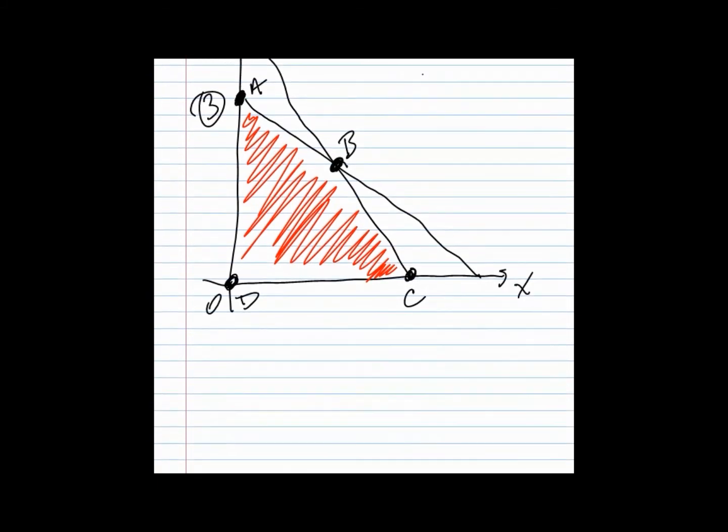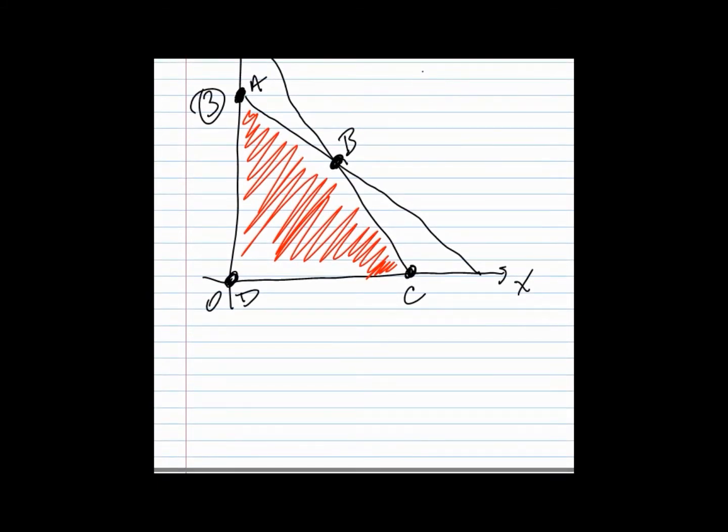So A is quick and easy. We should know that one. A is over 0 and up 10. B, we're going to do a little work to find that one, so we're going to do that one last, okay?